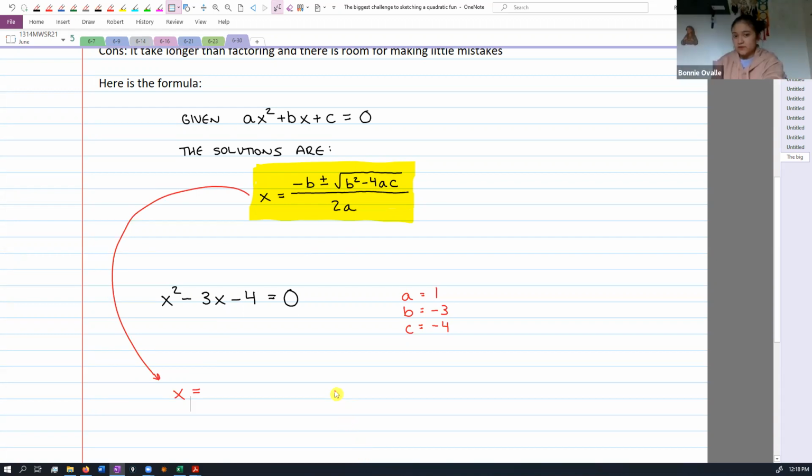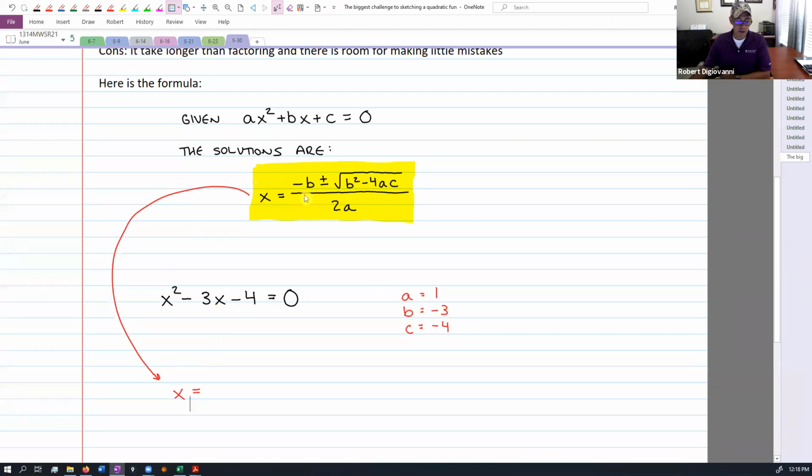Would it be +3? +3, good, because the b that we have for this equation is -3. -3 would be +3. So that's a place where students make mistakes. They'll put -3 here, but here it's not. It's the opposite of -3, which is going to be +3, plus or minus the square root.